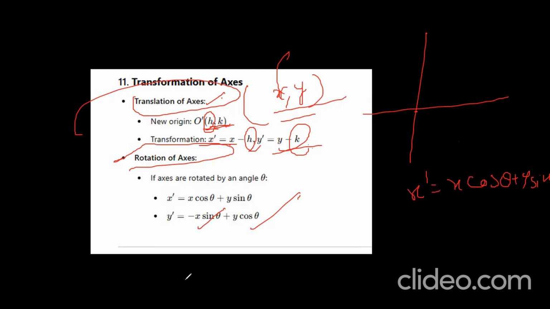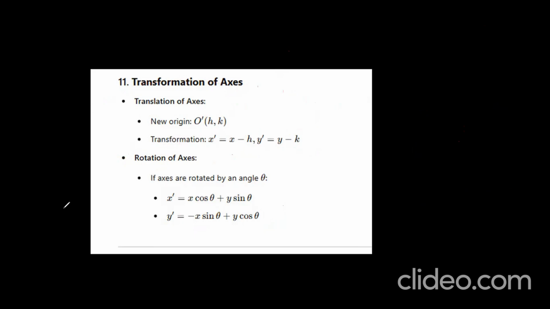Translation means just shifting the points depending upon the ordered pair. They are shifting the axis, whereas rotation of axis is different. Rotation of axis means it is changing its angle. I can say in terms of angle. If you say it in terms of distance, it is translation of axis. Got it? Translation and rotation of axis.